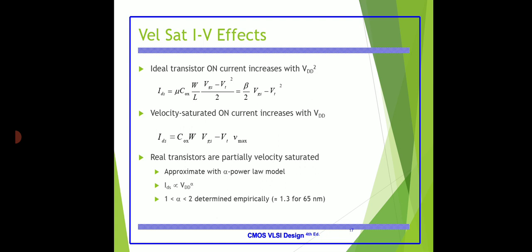So that formula is IDS is equal to mu into COX W by L into (VGS minus VT) the whole square by 2. So we say equal to beta by 2 into (VGS minus VT) the whole square. So here this velocity saturated current is on when there is an increase in the current with respect to the drain voltage. And also these transistors are velocity saturated, partially saturated, so that is IDS is directly proportional to the VDD square.